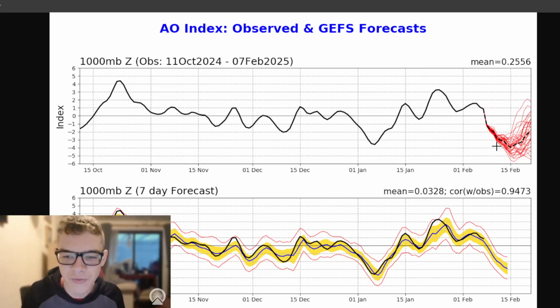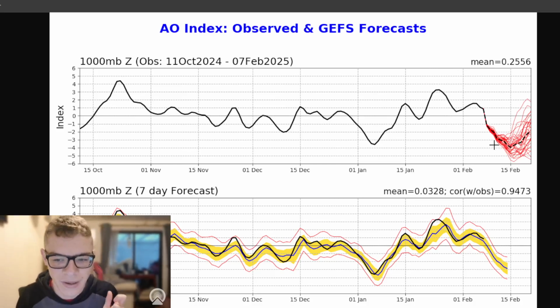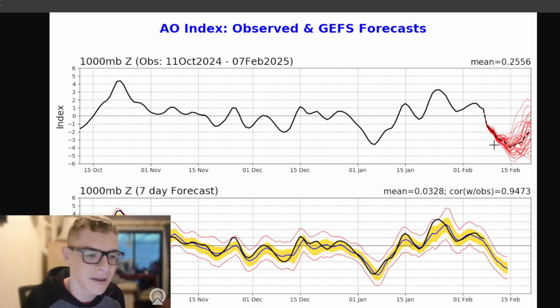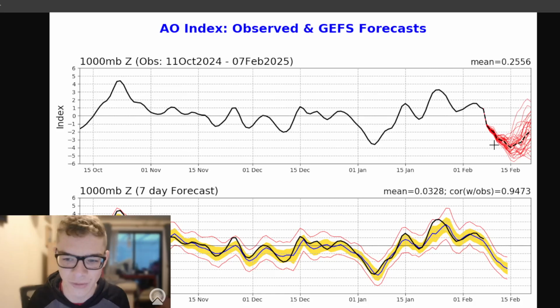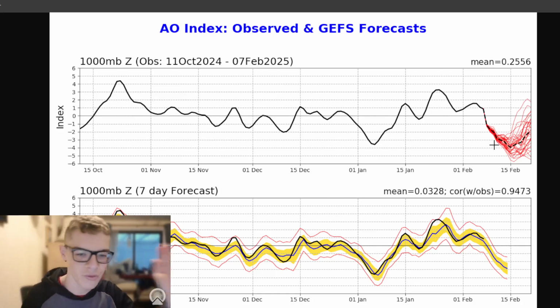But anyway, if you have the AO and the NAO negative, that is highly indicative of a colder pattern developing, usually. It means that there's more chance of high pressure moving to our north or east towards Greenland or Scandinavia, allowing colder air masses in from the east or northeast or even north.